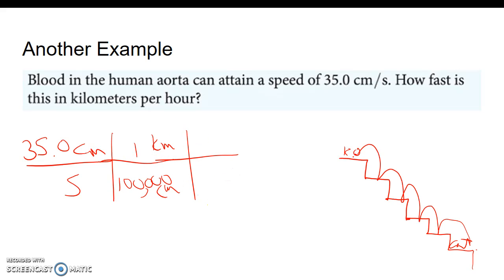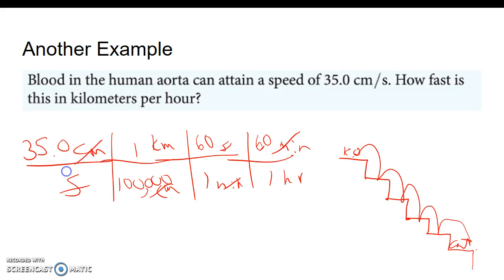And then I do my seconds to hours. There's 60 seconds in 1 minute. And there's 60 minutes in 1 hour. And everything will cancel out. Centimeters and seconds are gone, minutes are gone. We get kilometers per hour for my final answer. So with my calculator, it's a matter of multiplying across the top. So I take 35 multiplied by 60, multiplied by 60, and then I divide that answer by 100,000. And I get 1.26 kilometers per hour.